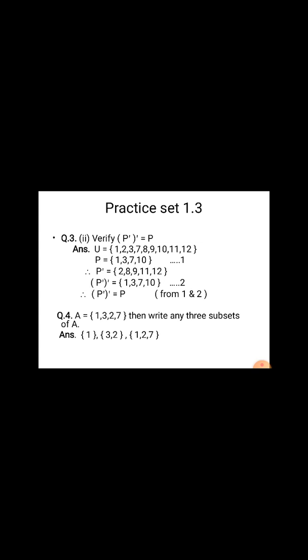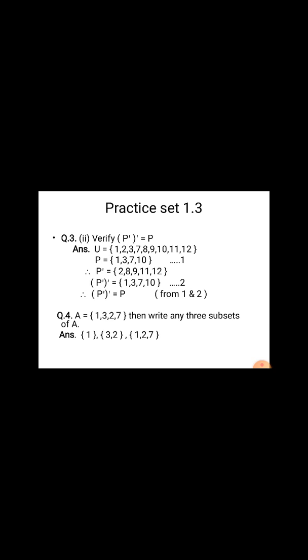Second sub question of the same question number 3. Now here you have to verify complement of P complement is equal to P. Verify means you have to prove that LHS is equal to RHS. Here in the first sub question, the universal set is given. In set U elements are 1, 2, 3, 7, 8, 9, 10, 11 and 12. And in set P also elements are given: 1, 3, 7, 10. Let this set be equation 1.